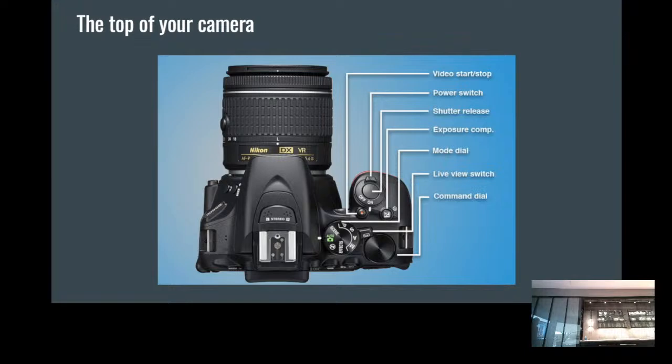The power switch should be somewhere around there too. And typically the power switch is around our shutter release or trigger button. Flicking that one way or the other will turn the camera on and off. And that shutter release button is going to be the way that we take a photo.